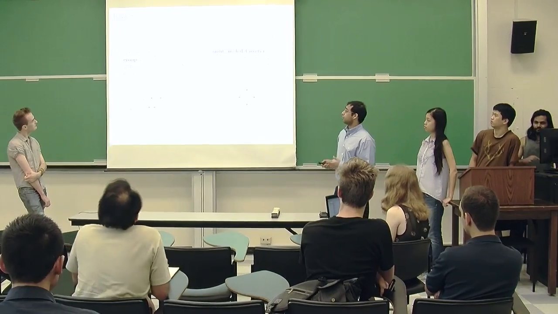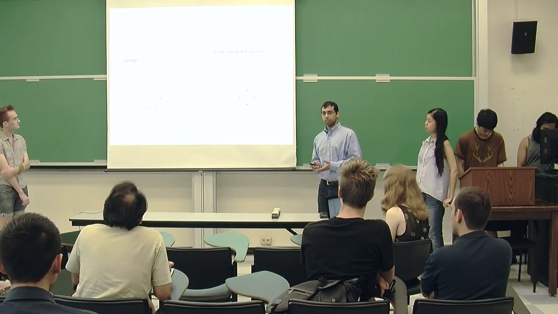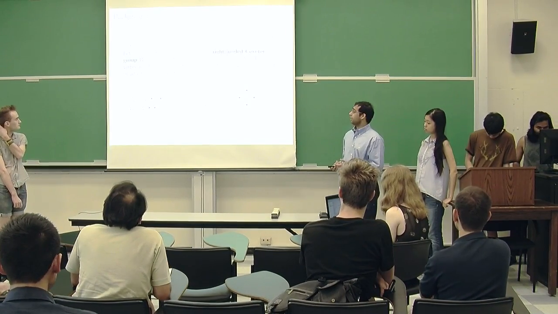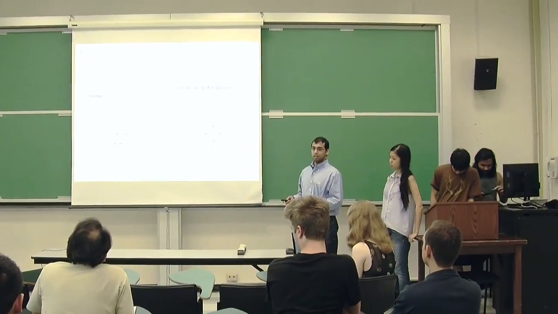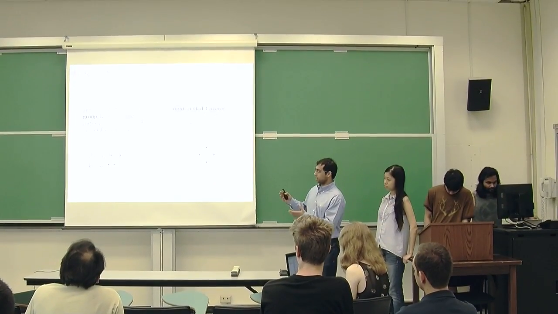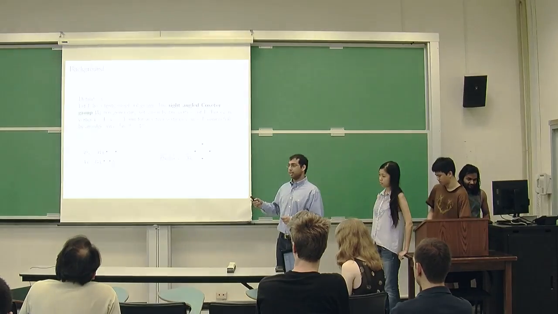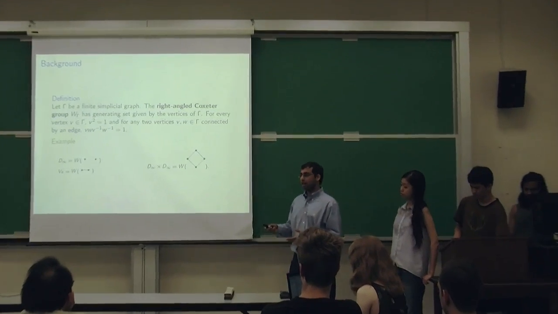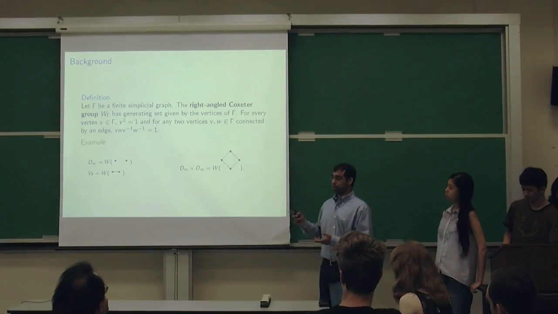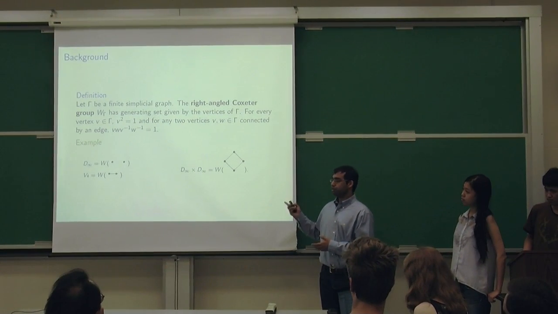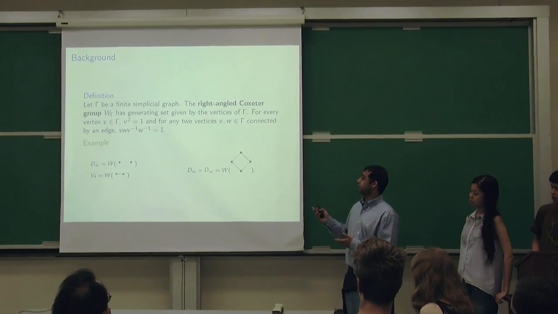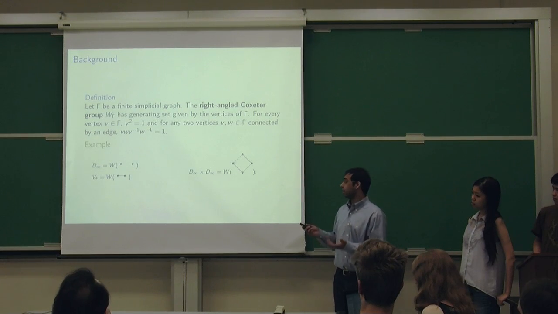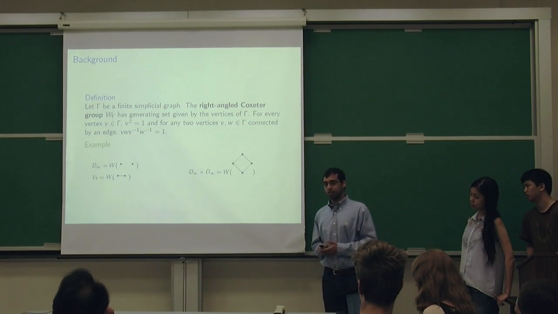So I'm going to start off by defining a right-angled Coxeter group. Given any finite simplicial graph, say gamma, the right-angled Coxeter group associated with it is the group where the vertices of gamma correspond to generators in the group. Each of the generators has order 2, and an edge between two vertices signifies a commutative relationship, and the absence of an edge signifies no relationship.